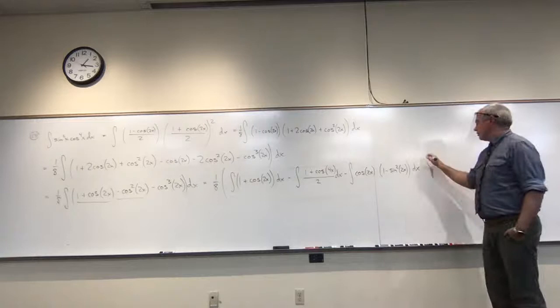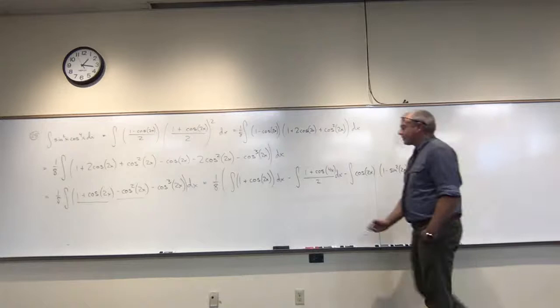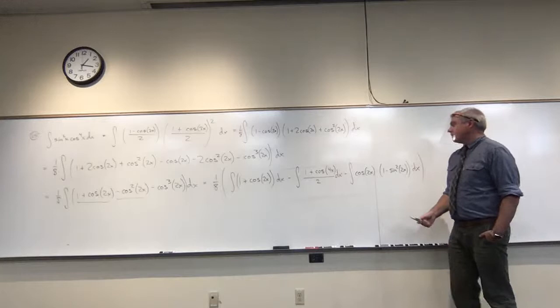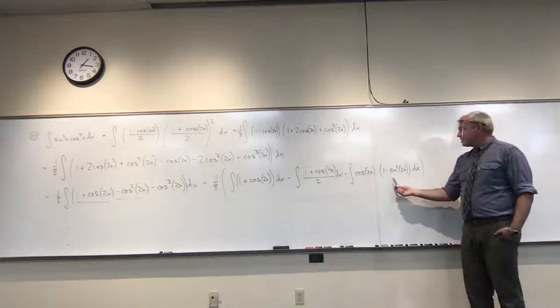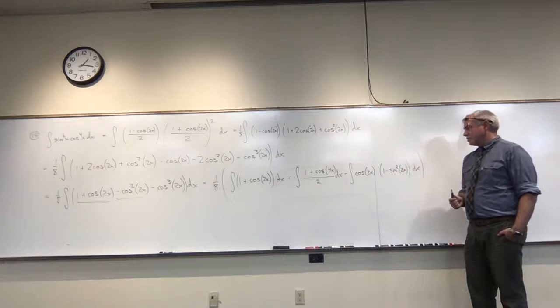Close parenthesis. Now look at this. This one we can do. This one we can do. Because now it's just a cosine, not a cosine squared. This one we need to use a U substitution to do. But the other ones we can just go ahead and do right now.